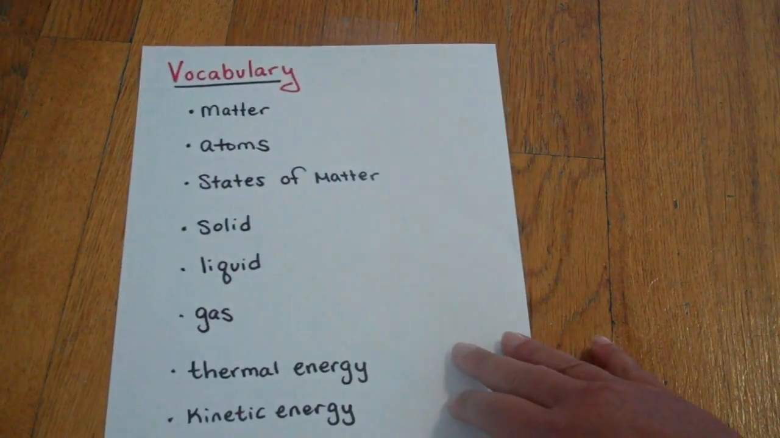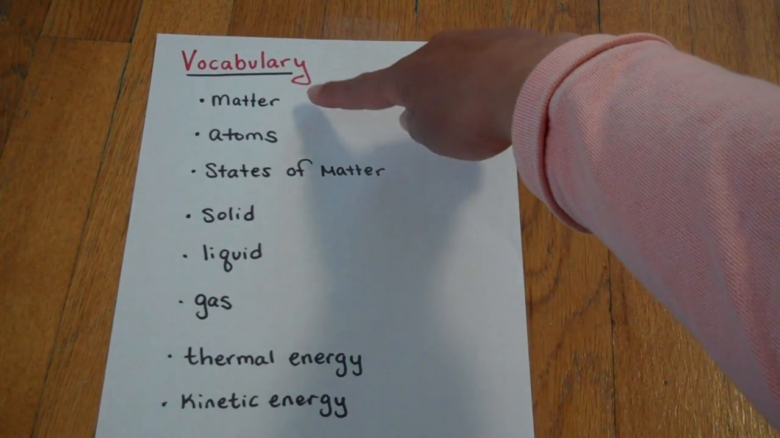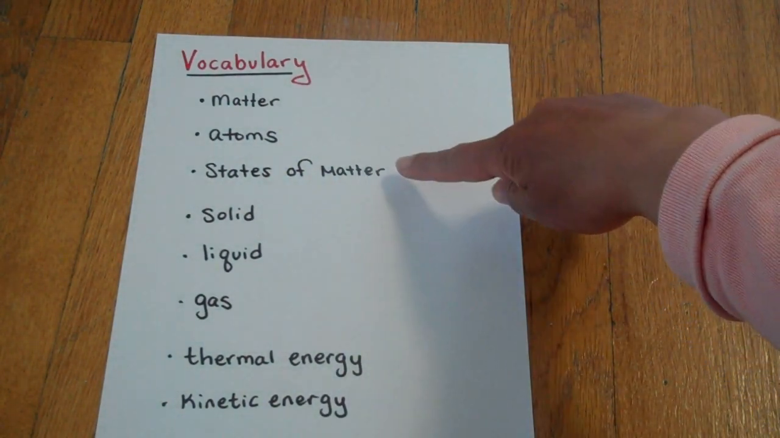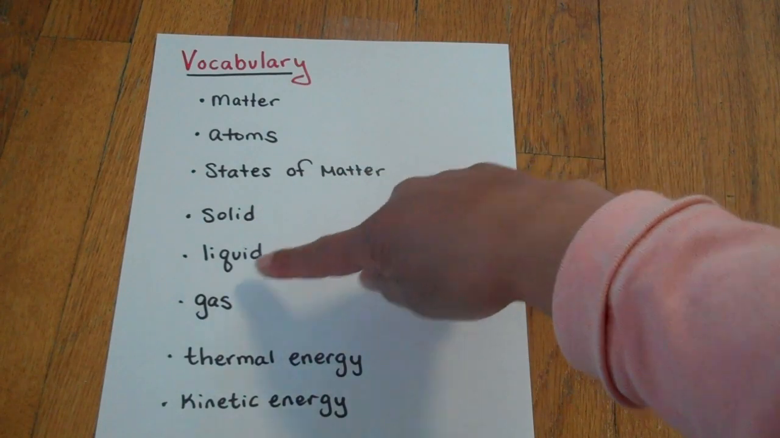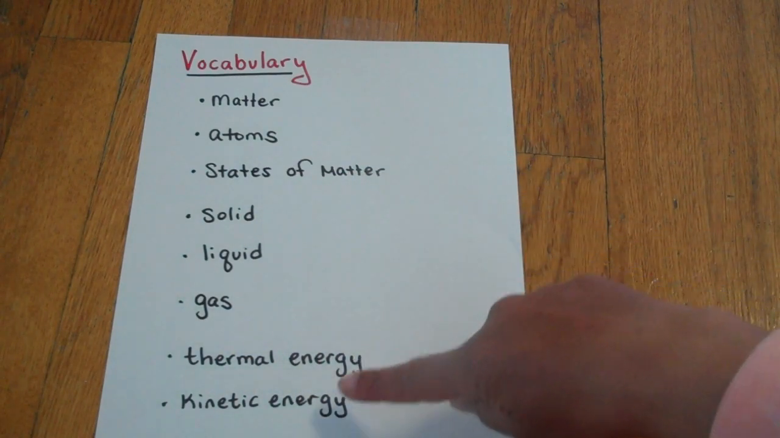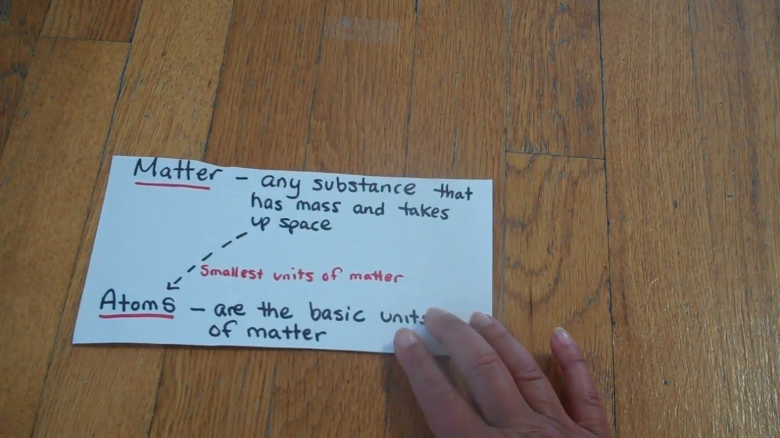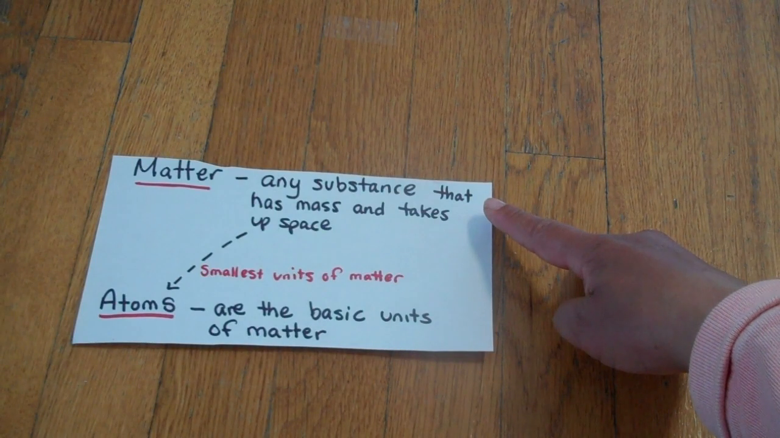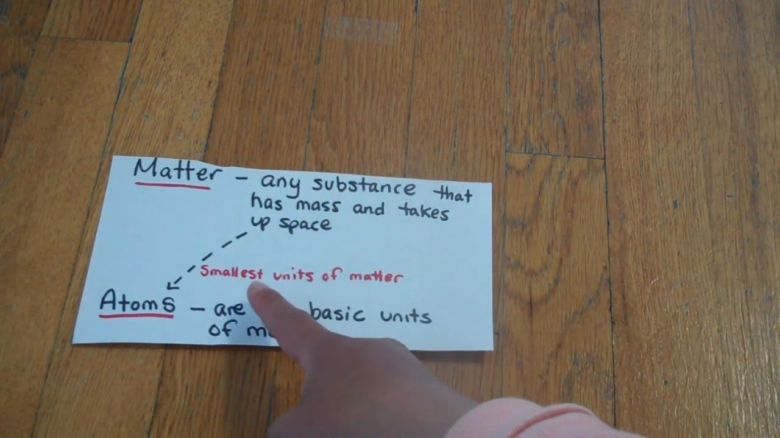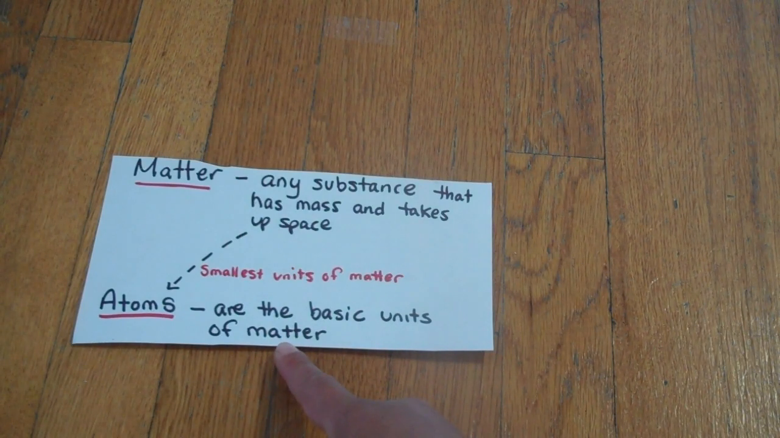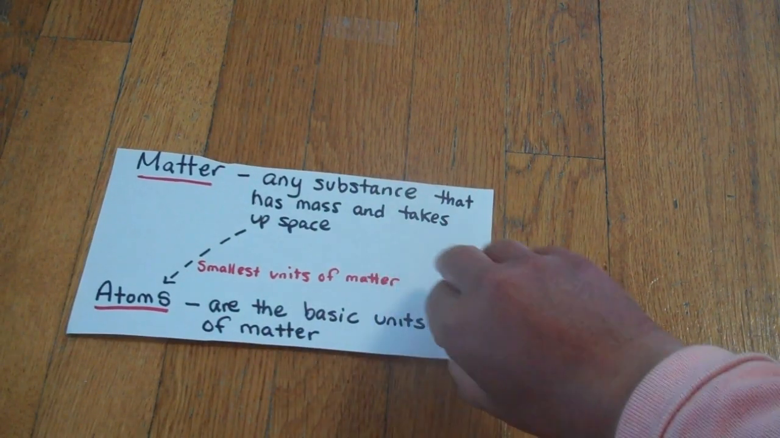The vocabulary words that we're going to use in this lesson are matter, atoms, states of matter, solid, liquid, gas, thermal energy, and kinetic energy. Let's go through some definitions. First of all, matter is a substance that has mass and takes up space. The smallest units of matter are called atoms, which are the basic units of matter.